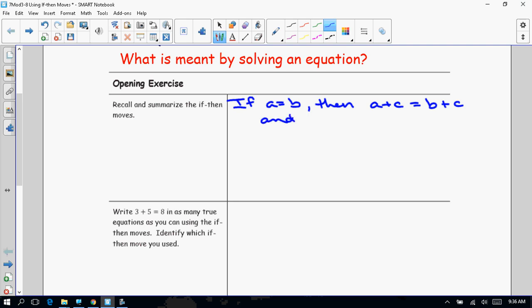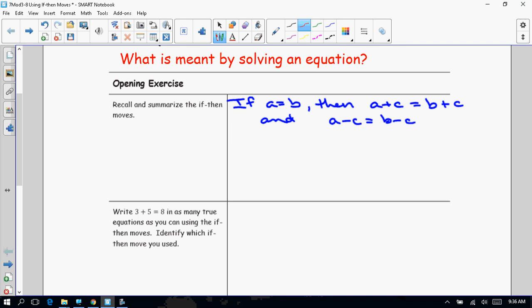I'm going to add the same number to both sides, then they're still going to be equal to each other. And in the same case, I could do the same thing with subtracting. A minus C equals B minus C. So as long as they were equal to begin with and I subtract or add the same number to both sides, it's all going to work. That is really super handy when it comes to algebra. We use it all the time.